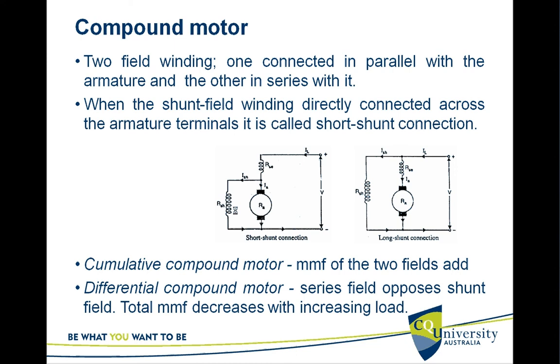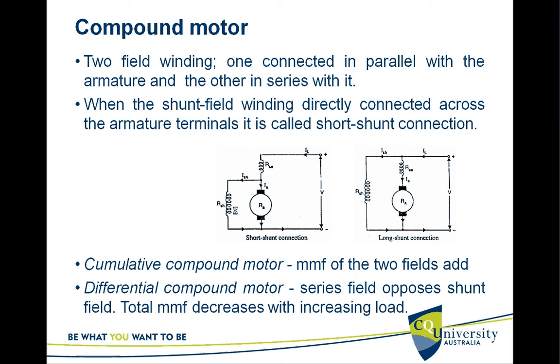Now two field windings, one connected in parallel with the armature and the other in series with it. When the shunt field winding is directly connected across the armature terminals, it's called the short shunt. Remember our discussion on the short shunt and long shunt generators.